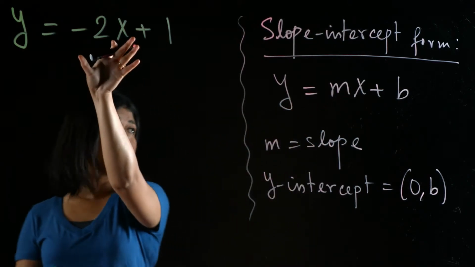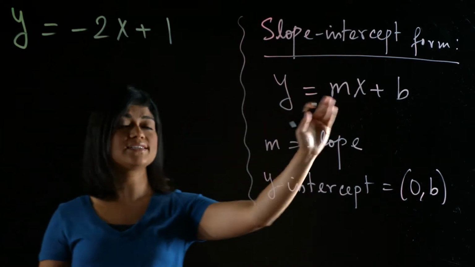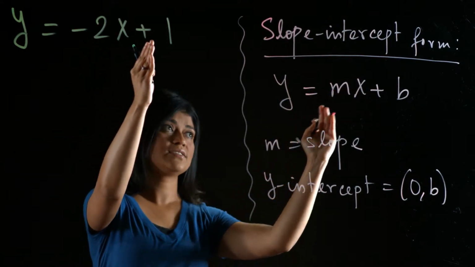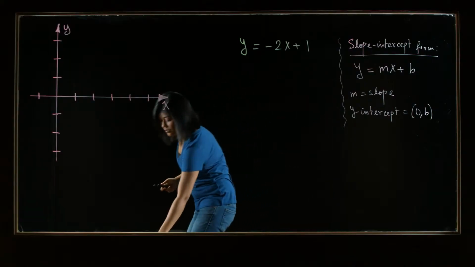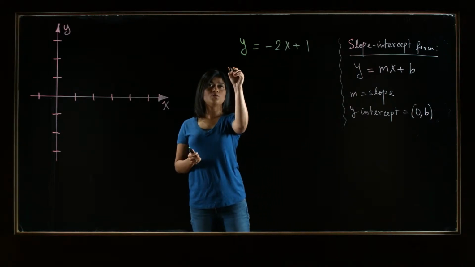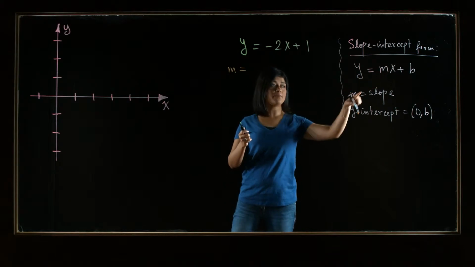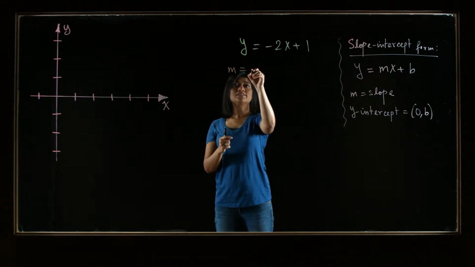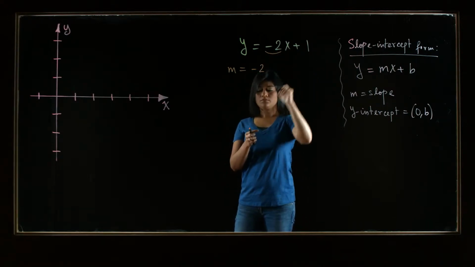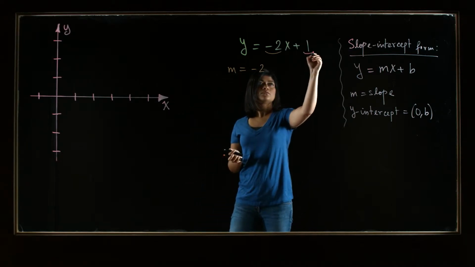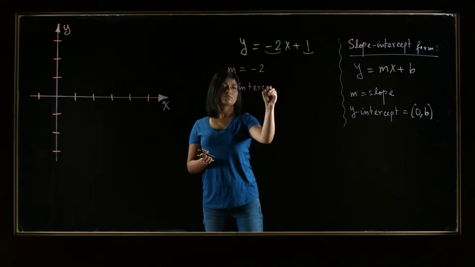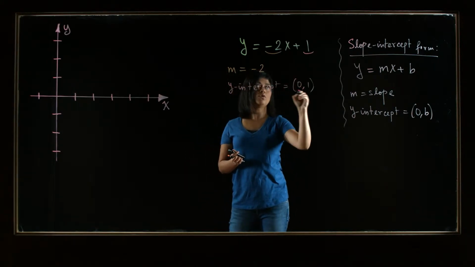Now note right away that the equation that is given to us is in this form. Y on one side and the right hand side some constant times x plus a constant. So immediately we can say that this is the slope-intercept form, and we know that the slope of this line, which is m, and m is right here, is negative 2. This is m. And this is our b. So the y-intercept is (0, 1).